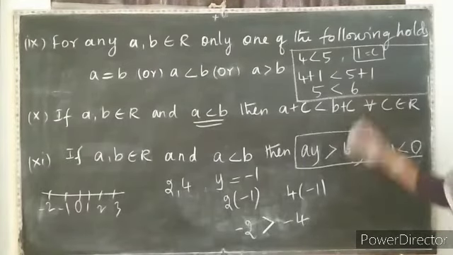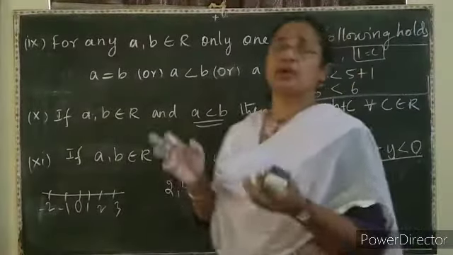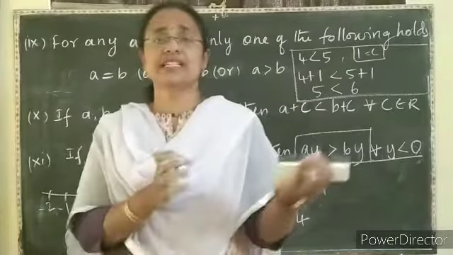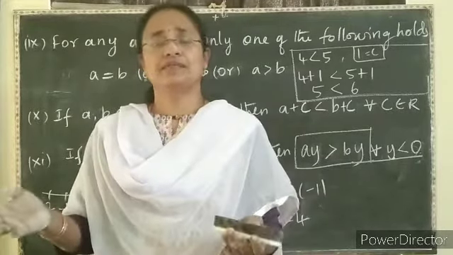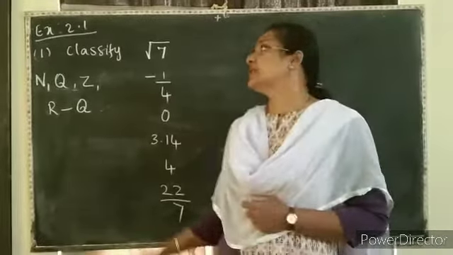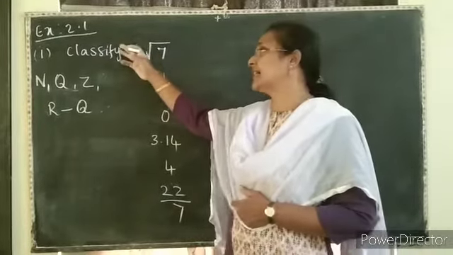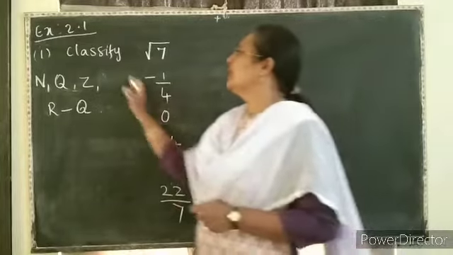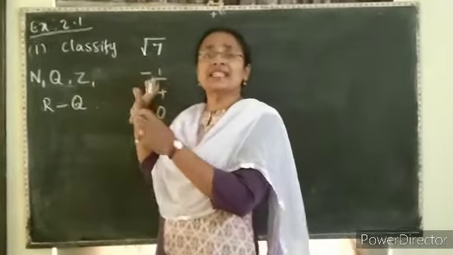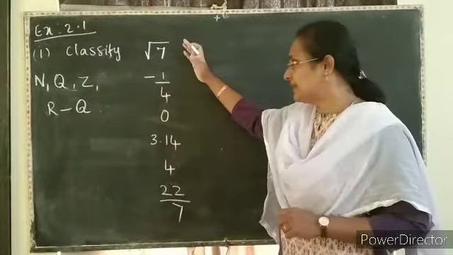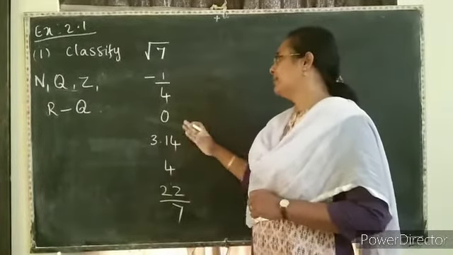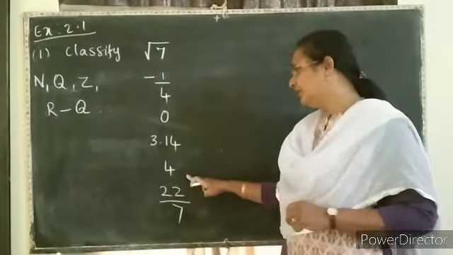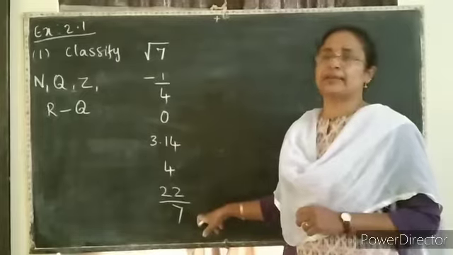Is it clear, students? So all these 12 subdivision properties are very, very important to discuss in our further sums of this exercise. Okay, students, let's discuss the exercise 2.1 sums. Okay. So very simple. They have given to classify the numbers. These numbers are given √7, -1/4, 0, 3.14, 4 and 22/7, isn't it?